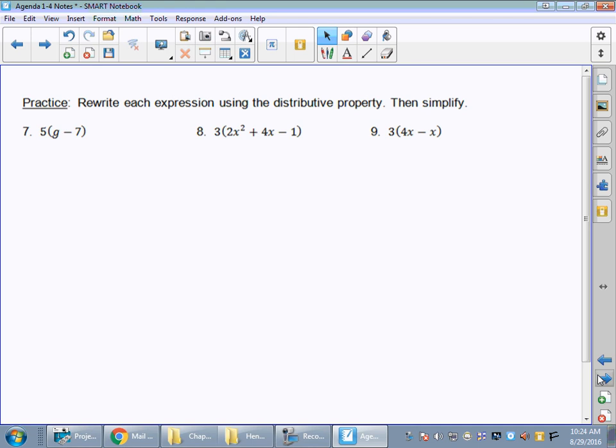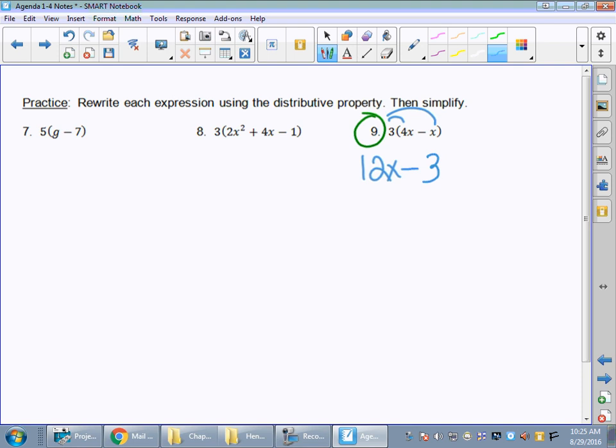So let's do just number 9, I think, for this one. It says to rewrite using the distributive property and simplify. So notice I've got myself a set of parentheses. I'm going to need to use the distributive property. It's a little bit different than when we're doing order of operations because, you know, we've got variables in these expressions. And we're still dealing with expressions, not equations. So let's just go ahead and distribute. 3 times 4x would be a 12x. 3 times a negative x, so negative 3x.